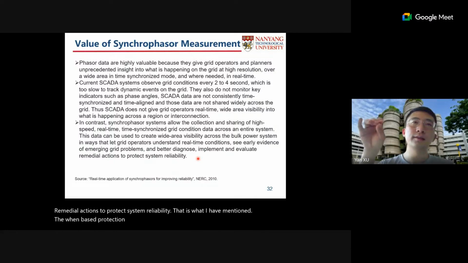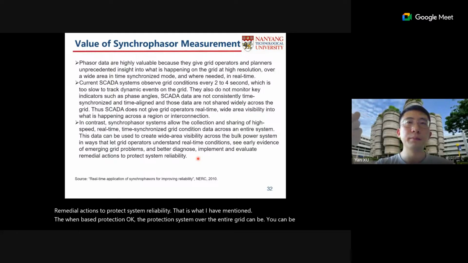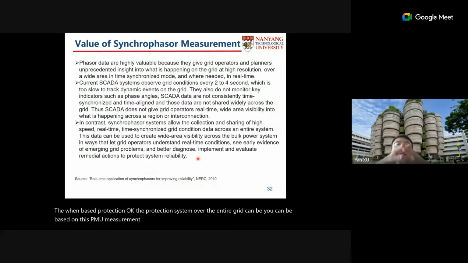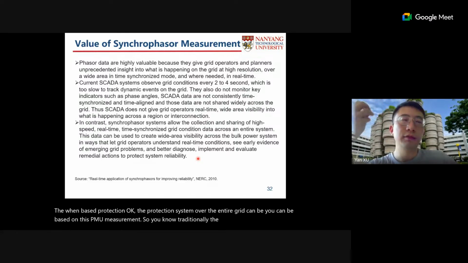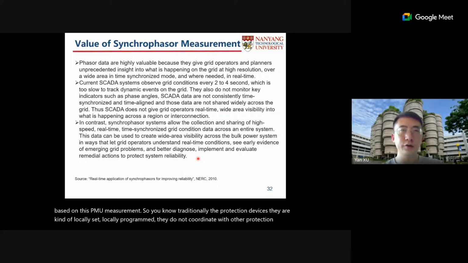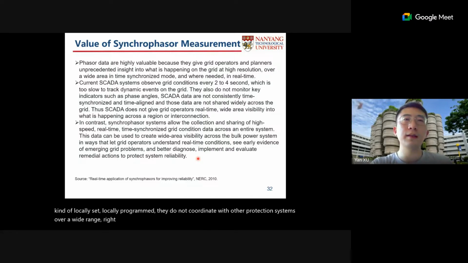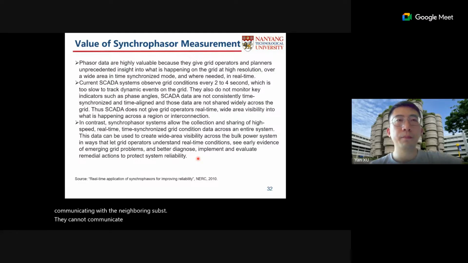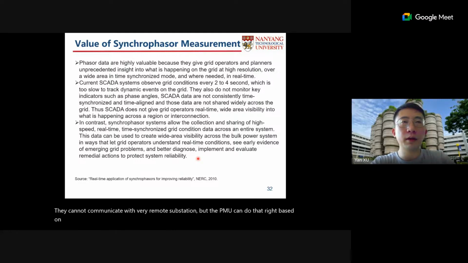Okay, the protection system over the entire grid can be based on this PMU measurement. So, traditionally the protection devices are kind of locally set, locally programmed. They do not coordinate with other protection systems over a wide range, right? Sometimes they may only communicate within a substation or with a neighboring substation. They cannot communicate with a very remote substation. But the PMU can do that, right? Based on the PMU, this protection system can coordinate at the entire system level.